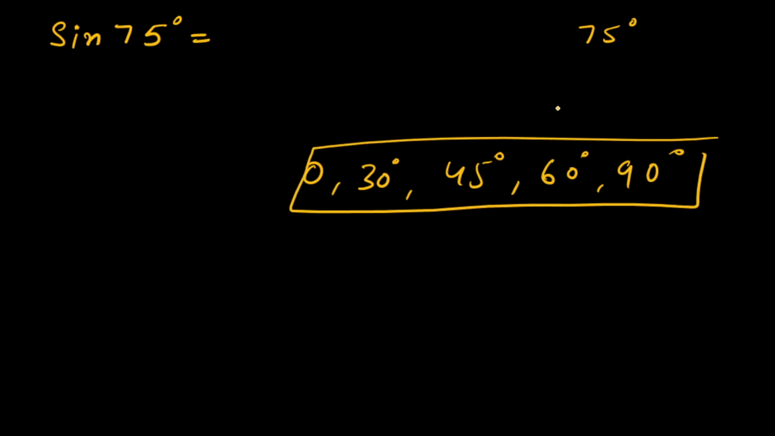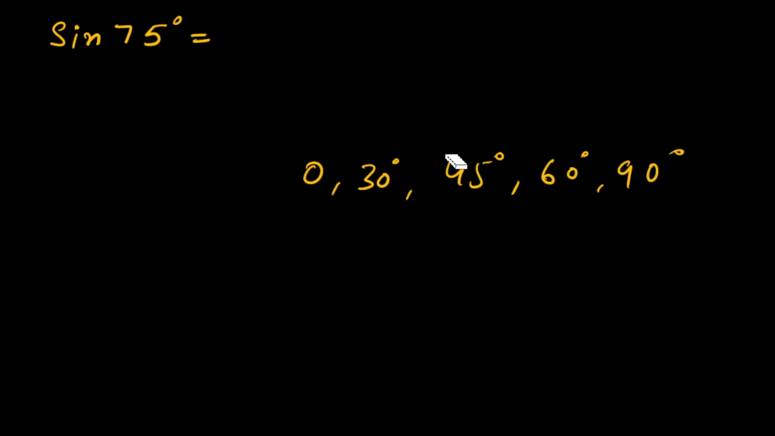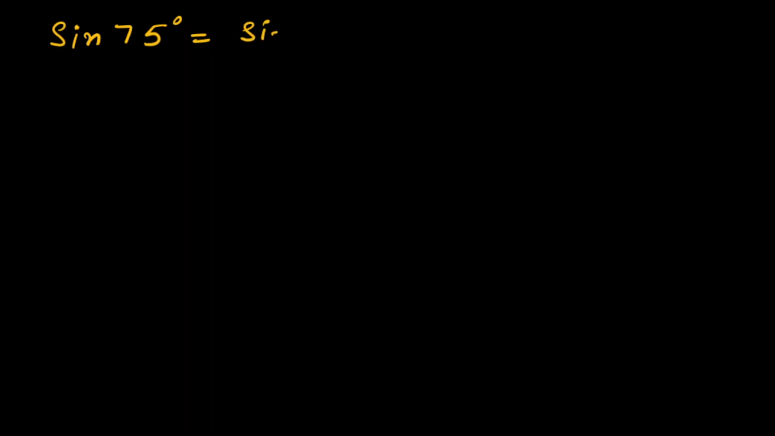So 75, how will we get it? If you see these two standard angles, 30 and 45, if you add 30 and 45, you will get 75. So that is how we'll split 75. We will not write it as 75. We will write it as sine of 45 degree plus 30 degree. So 75 I have split into two standard angles.